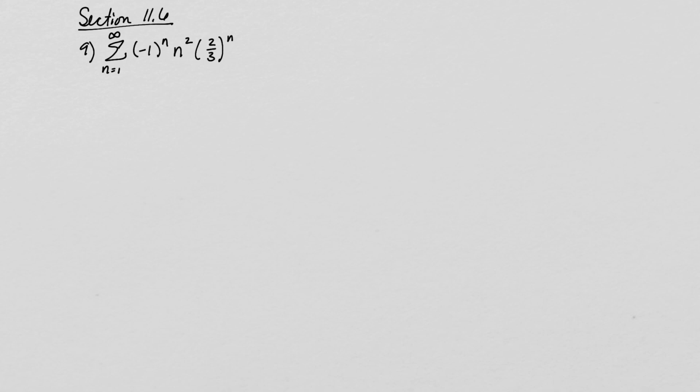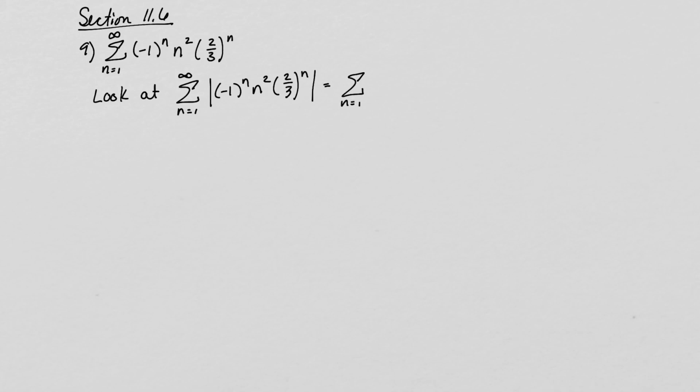So I'm going to look at the absolute value first. So we're going to look at the series n equals 1 to infinity, the absolute value of negative 1 to the n, n squared, 2/3 to the n power. So that's going to be the summation n equals 1 to infinity of n squared 2/3 to the n. And so now I want to do a test on that series.